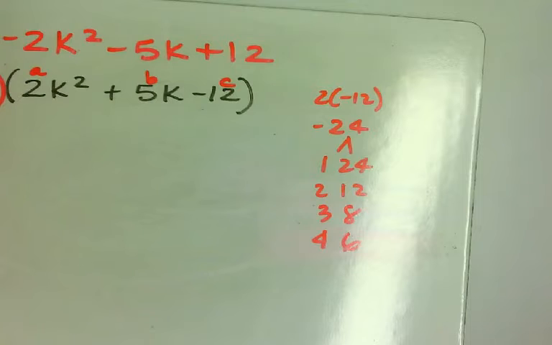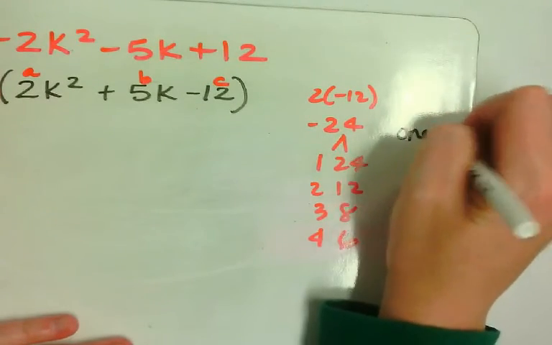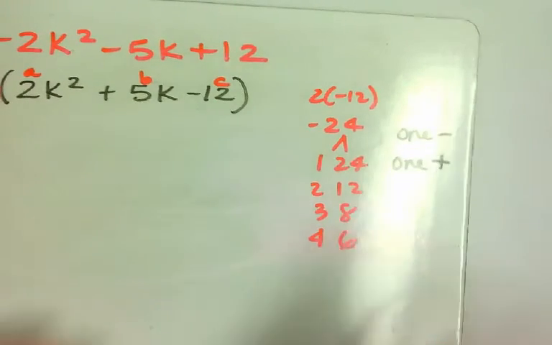Okay, I got 1 and 24, 2 and 12, 3 and 8, 4 and 6. But this problem is different because my product is negative. If you are going to multiply two numbers to get a negative product, one of them has to be negative and the other has to be positive. So I need one negative and one positive.